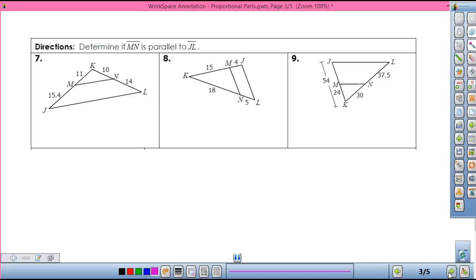Okay, so now this is asking if it's parallel. Okay, so you're going to set up your ratios, and if they're equal to each other, then my lines are parallel. So my set of ratios here is going to be what? 15.4 over 11 equals 14 over 10. Okay, so we actually have to check that. Some of us just write it and we just assume that it's good. We're like, yeah, it looks good. Okay, you actually have to check it.